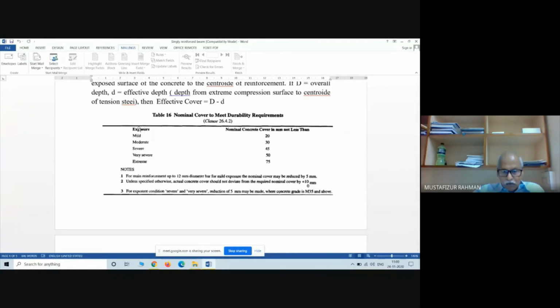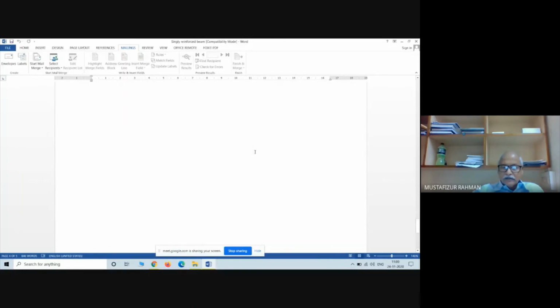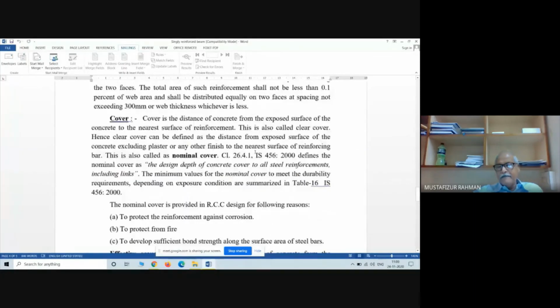So we have to specify under what condition we are going to design it. With respect to that, these values are given. This is available in the code. So these are the basic things we require when we go to design a beam.